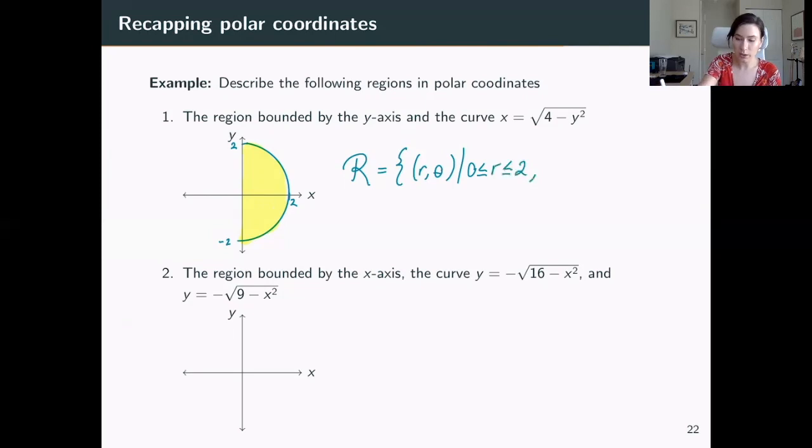For theta, we're taking theta values from -pi/2 all the way to pi/2. So we end up getting -pi/2 less than or equal to theta less than or equal to pi/2. Once again, a rectangular region in polar rather than this semicircular region in x and y.